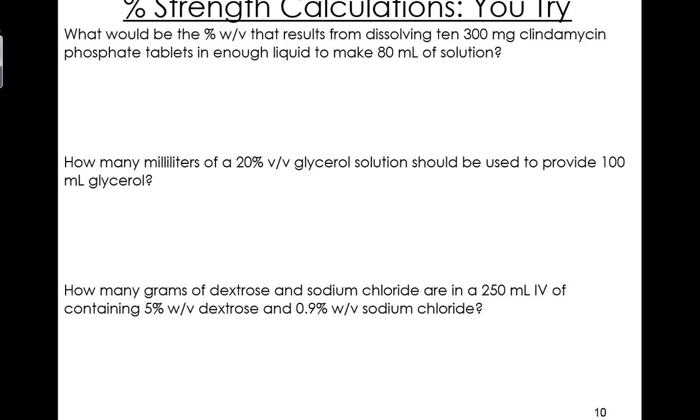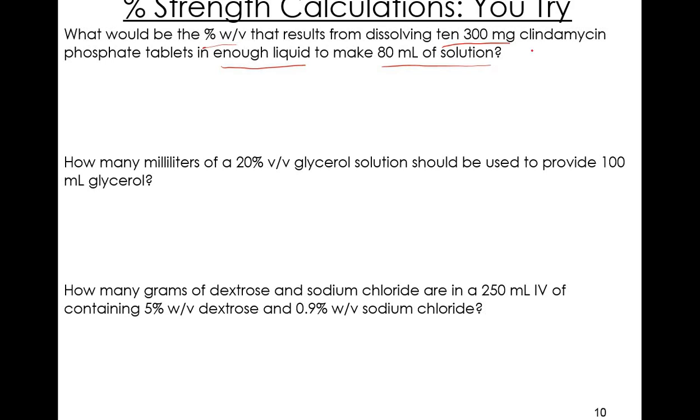Okay, for the first percentage strength problem, the question asks what would be the percent weight volume that would result from dissolving 10 300 milligram clindamycin phosphate tablets in enough liquid to make 80 mils total solution. Notice it says enough liquid, so we don't have to worry about confusing the mils of solution with the mils of solvent. We wouldn't use the mils of solvent to calculate the concentration. We use the total mils of solution for that.